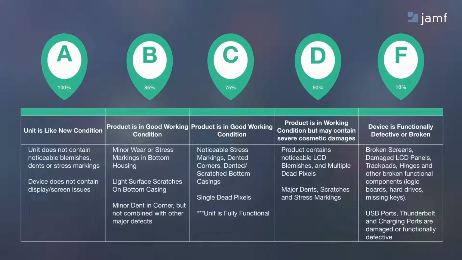So one of the ways that we categorize equipment is by taking a look at our grading scale. And you can see grade A equipment here is valued at 100%. Grade B equipment, based on the conditions listed below, is 85%. Grade C is at 75%, grade D at 50%, and grade F at 10%.